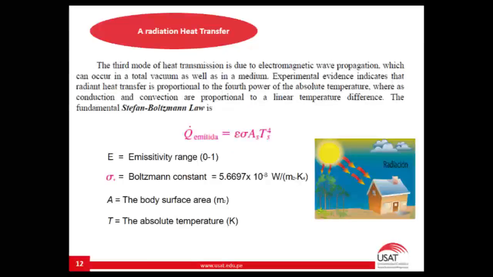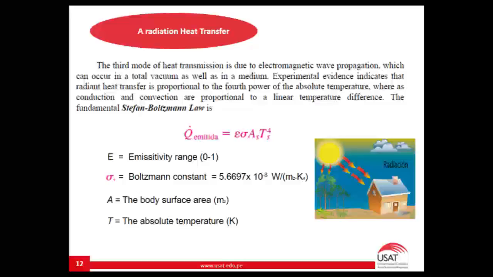Radiation heat transfer. The third mode of heat transmission is due to electromagnetic wave propagation, which can occur in a total vacuum as well as in a medium. Experimental evidence indicates that radiant heat transfer is proportional to the fourth power of the absolute temperature, whereas conduction and convection are proportional to a linear temperature difference. The fundamental Stefan-Boltzmann law is this.